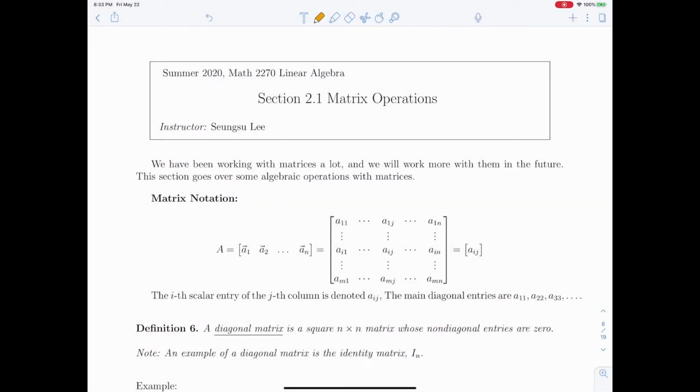So in this section, we're going to talk about some algebraic operations about matrices. Basically, we learned that we can write matrices in terms of column vectors. If you write all the entries of the column vectors, then we get A equals this large matrix. Or simply, we can abbreviate this with [A sub ij] in square brackets. Here, the entry in the ith row of the jth column is denoted by A sub ij, and these are called the diagonal entries.